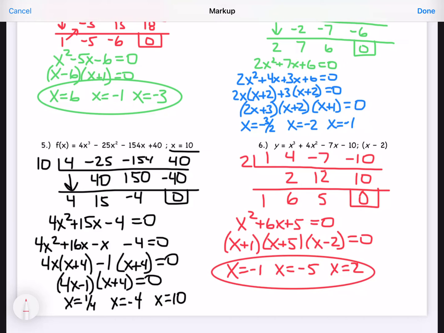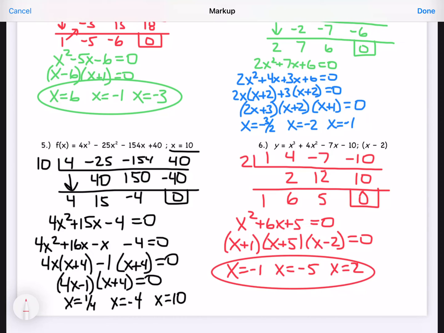grouping. So the first group I take out a 4x, and I'm left with an x plus 4, and now I have a negative x and a negative 4, and I need to get an x plus 4 left over. So I take out a negative 1, and I have an x plus 4 left over, and so now I can combine and get my answers. 4x minus 1 equals 0, so that means x is going to equal 1/4. When x plus 4 equals 0, x equals negative 4, and then we also have the x equals 10.